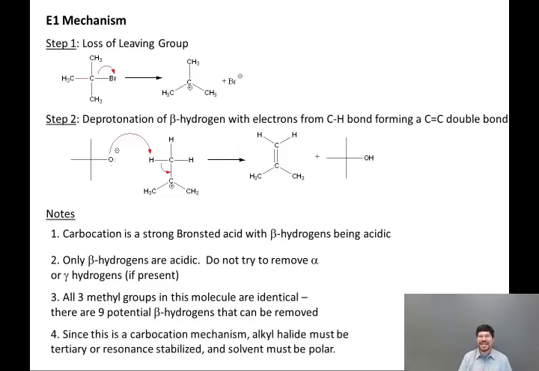Furthermore, since this is a carbocation mechanism, the alkyl halide must be conducive to forming a relatively stable carbocation. Therefore, it needs to be tertiary or resonance stabilized, and the solvent must be polar. So in some important cases, the SN1 mechanism and the E1 mechanism share similarities. It is that second step that is different.